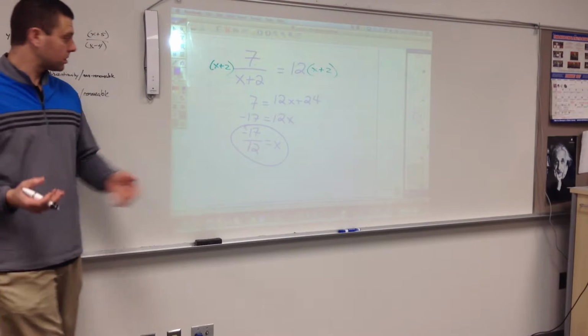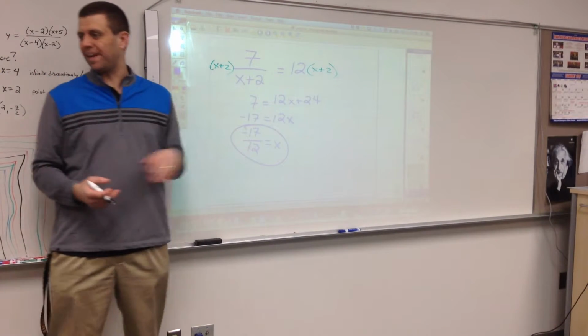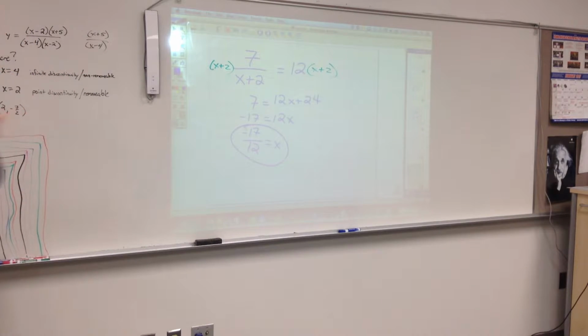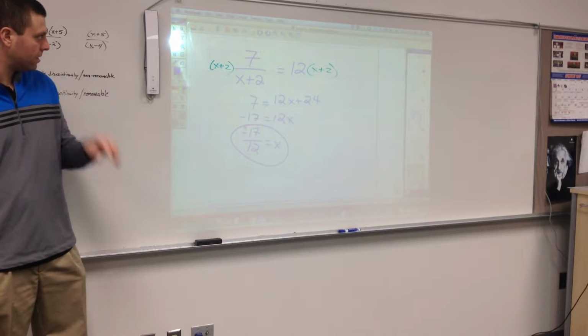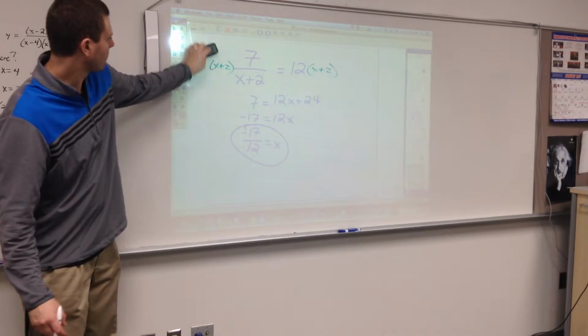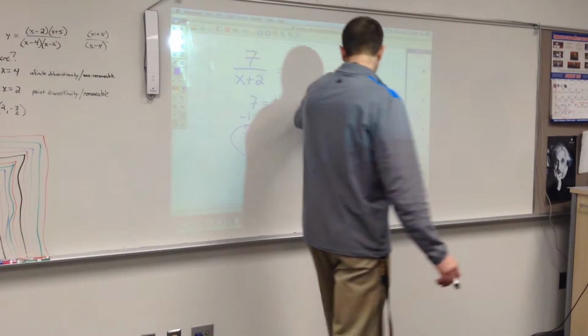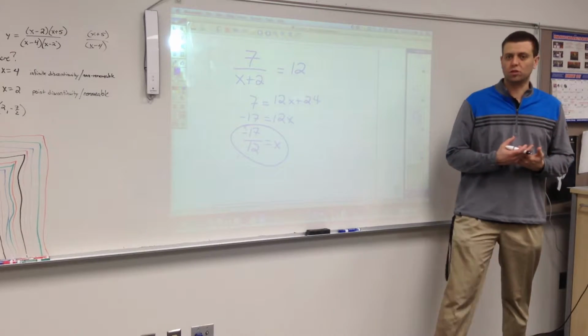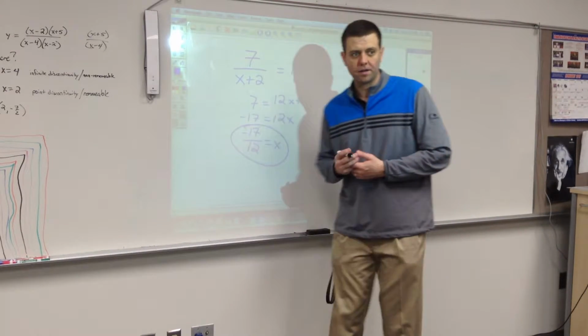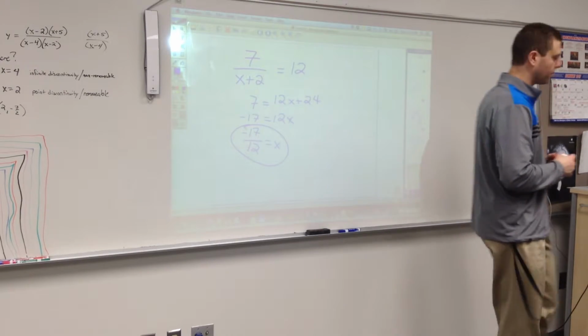Want to make sure it works. Take negative 17/12, plug it back in for x. Make sure it satisfies the equation. Questions on that? Pretty easy. Again, what did we do to both sides right away? We multiplied by the denominator, right? Simple enough.